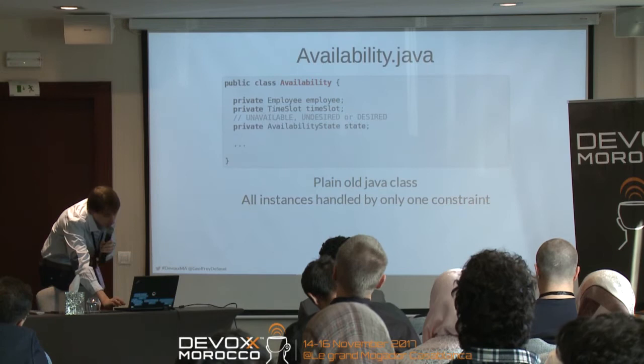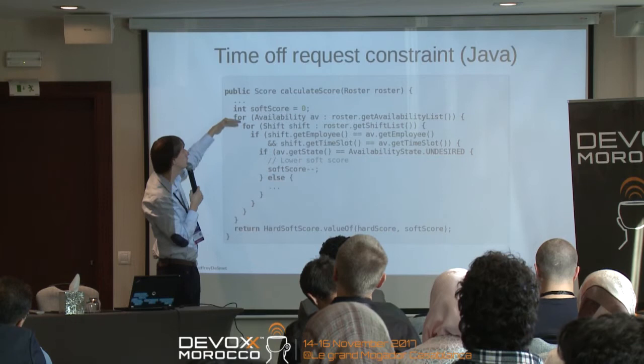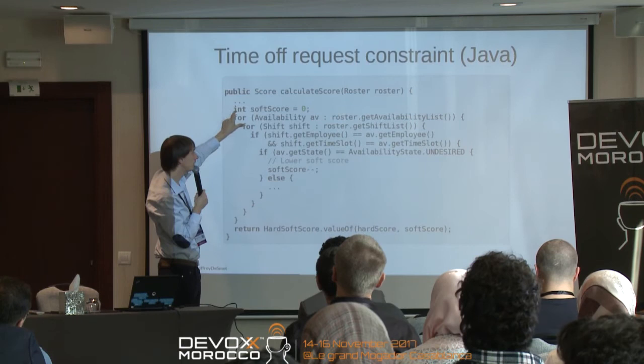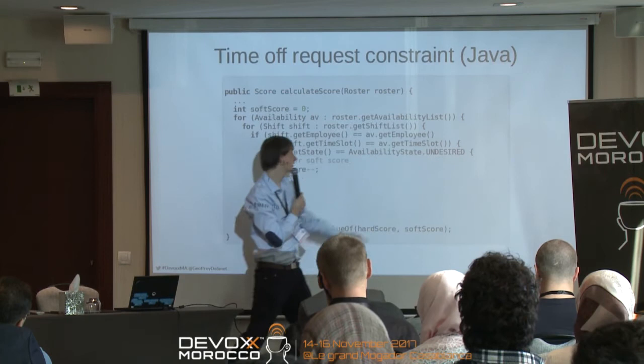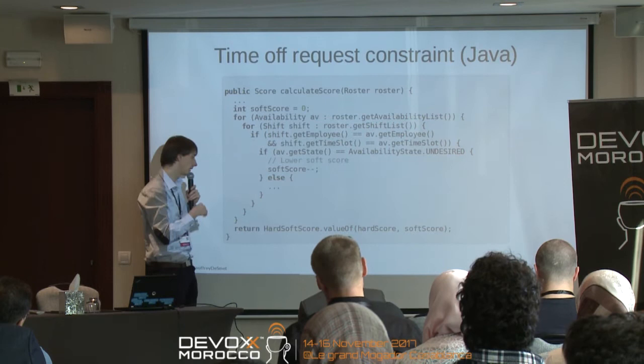Here's then how you implement it in Java. So you would go through all of the availabilities every time, to all of the shifts every time, so it's a double loop already. And then you're going to check if it's the same employee as the availability, the same time slot as the availability. Then we're going to check if he does not work then, and we're going to reduce the soft score because he does not work then and he is assigned to that. Again, this is very inefficient.